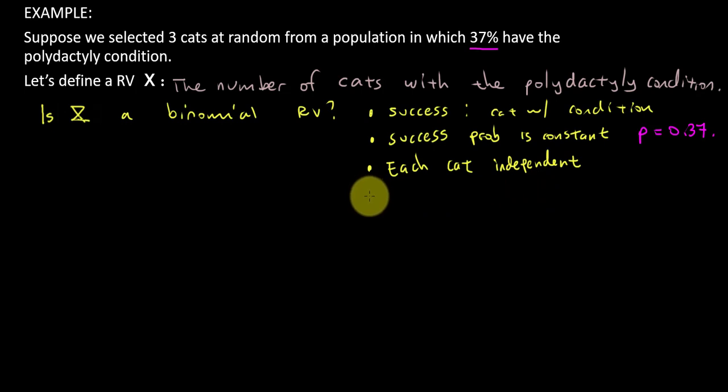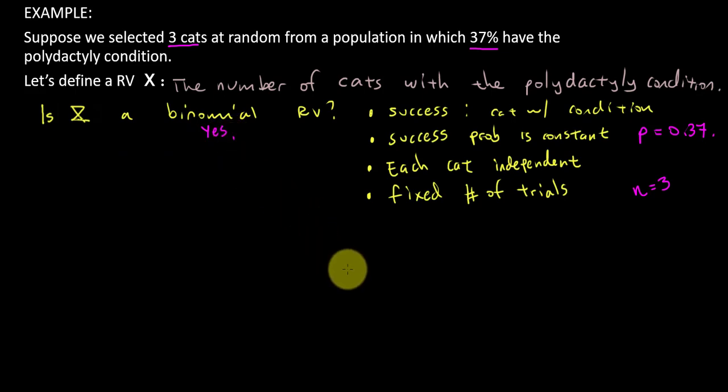And lastly, fixed number of trials. Yes, fixed number of trials. And how many trials is that? 3 cats. So that is n equals 3. So that's not changing. 3 cats, always. Okay, so we've got our binomial random variable. Yes.